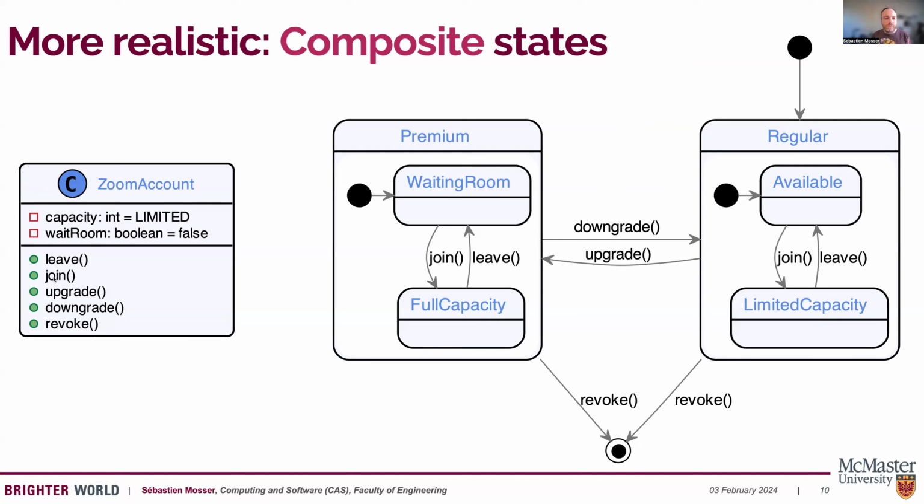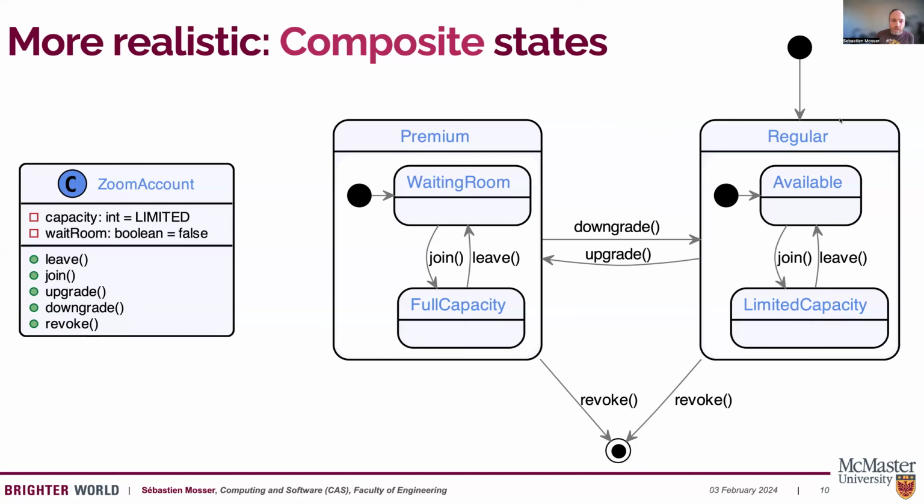A Zoom account has a capacity and a wait room, and you can leave, join, upgrade, downgrade, or revoke. Okay? And what we're representing here is basically how we go between this. Again, we don't know how Zoom works. We don't know how those video streaming, audio streaming, blah, blah, blah. We don't care. What we just want to understand here is, at a coarse grain level, what's happening when I'm calling a method. Well, what we're saying here, remember, this is initialization.